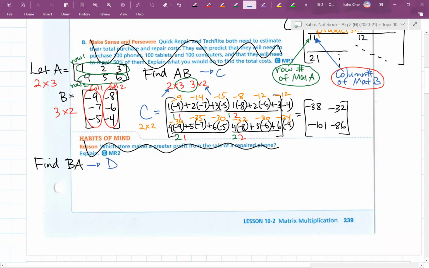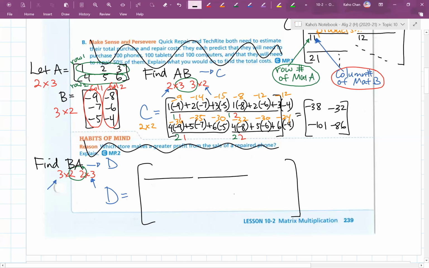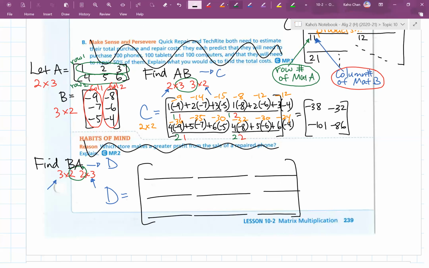Now, B is a 3 by 2, and A is a 2 by 3. Note the inner numbers do match up, so we can multiply B times A, so yay. Sometimes you can't. And your final matrix D will be a 3 by 3 matrix. Let's go ahead and set that up. And let's put in the addresses.